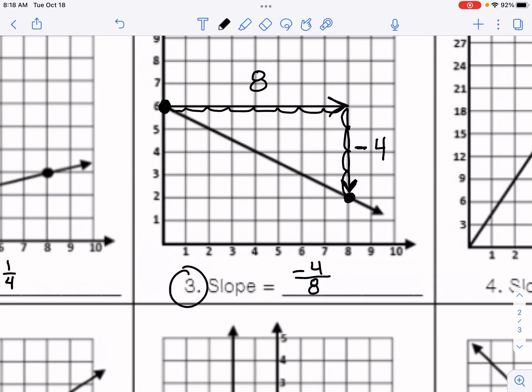Now we can divide both of these by a common factor. They're both divisible by 2, but there's a bigger factor. We can divide these both by 4. A negative divided by a positive is a negative, so I'm actually going to just put that in front of the fraction. 4 divided by 4 is 1, and 8 divided by 4 is 2. So our final answer here is negative 1/2.